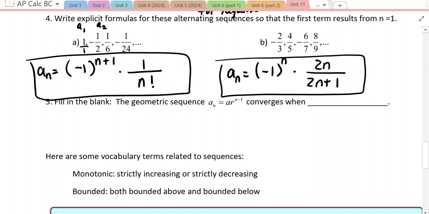Again, it is harder to write these explicit formulas. You have to kind of look for patterns and things. So fill in the blank.